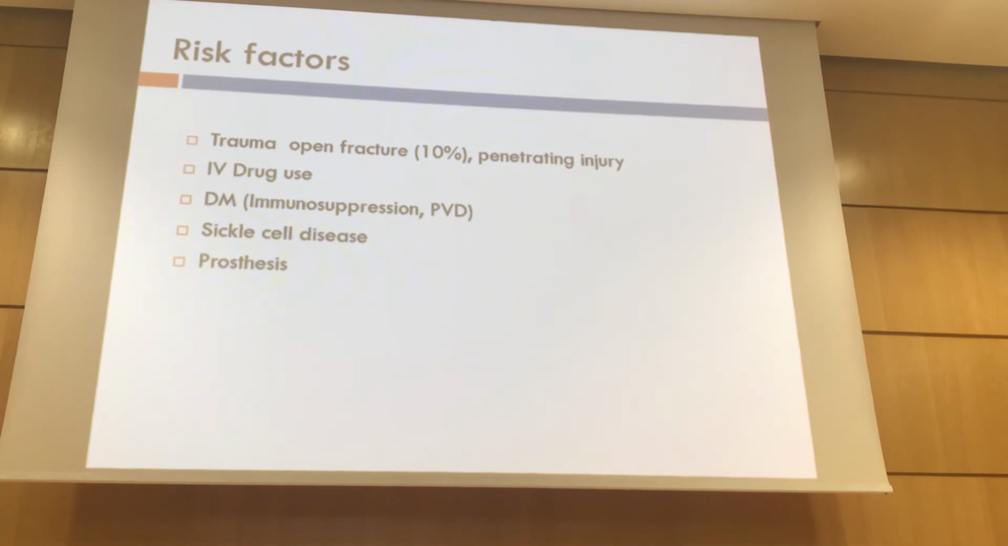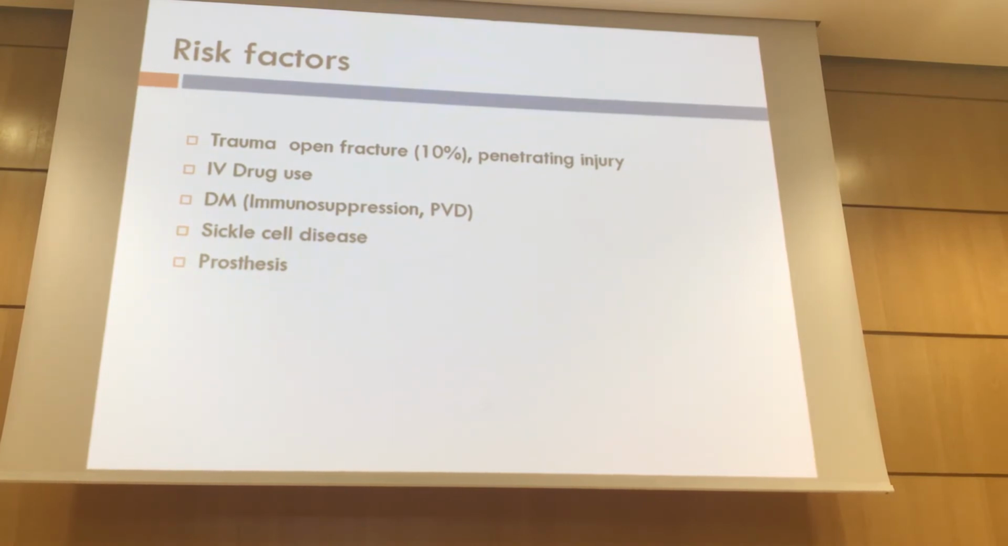So again, I agree totally with you: trauma from accidents, IV drug use, diabetics. They have peripheral vascular disease and they are immunosuppressed, keep in mind, they get osteomyelitis. Sickle cell patients, salmonella, exactly, salmonella and sicklers. But keep in mind, what's the most common organism? Staph. But in sickle cell patients, salmonella is actually more common.